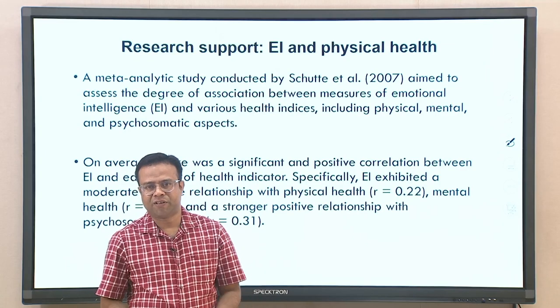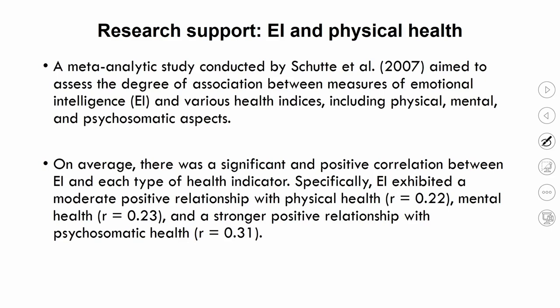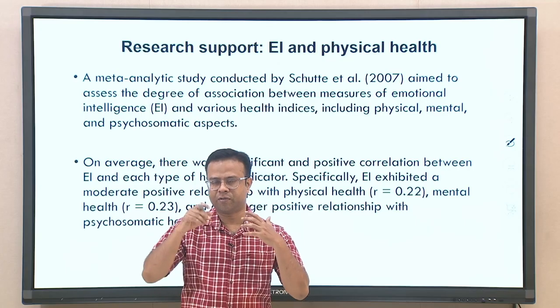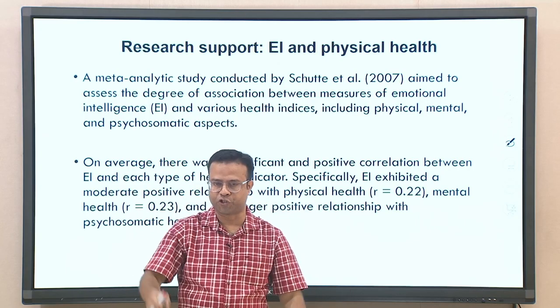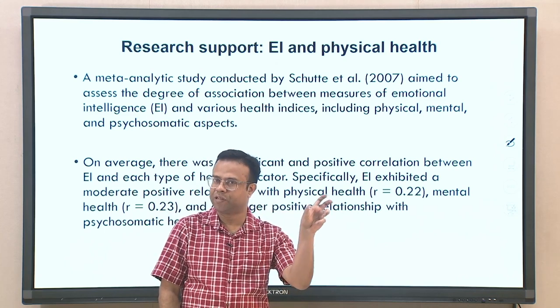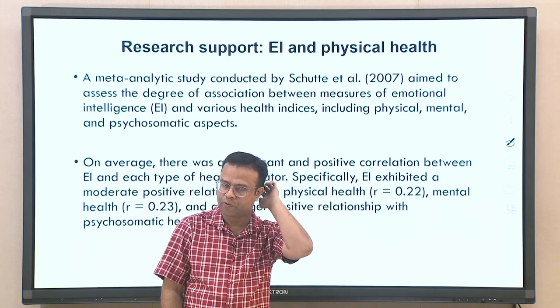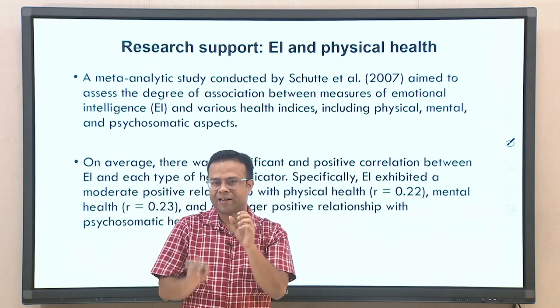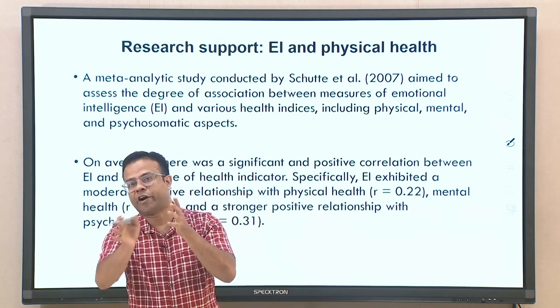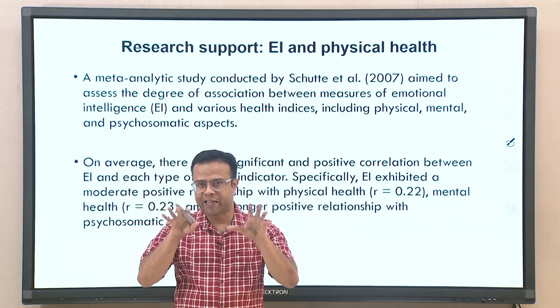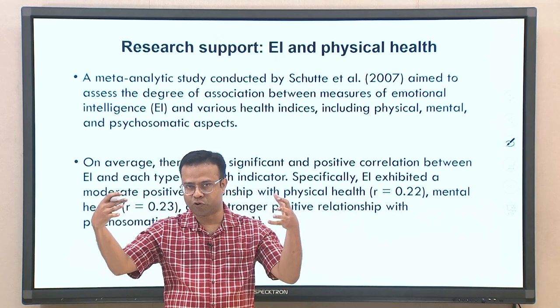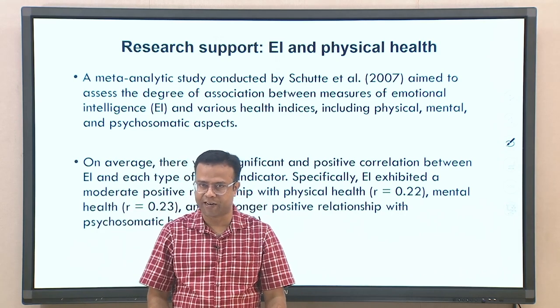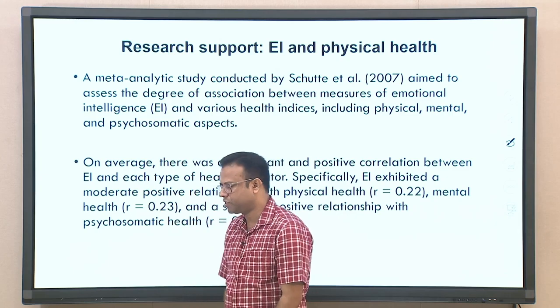Now, let us see some of the specific research findings connected to this. A lot of these are theoretical propositions, obviously, and some of these have empirical support we have already discussed. But let us see more specific research findings where actual researchers have tried to connect emotional intelligence with physical health. Let us see some of these findings.